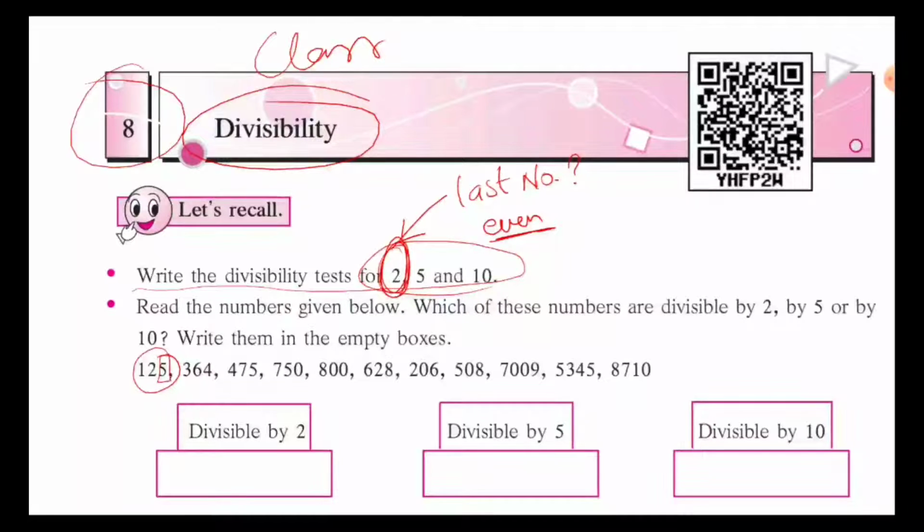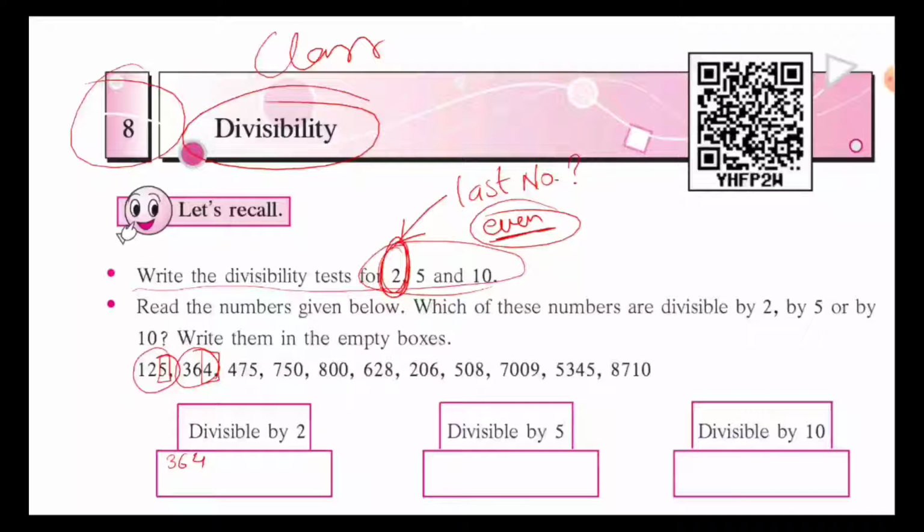125's last digit is 5. Okay, that is an odd number, so it won't be divisible by 2. But in 364 में क्या है, last number is 4, so 4 is an even number, so this will be in the divisibility of 2. So you have to write it in this block itself.